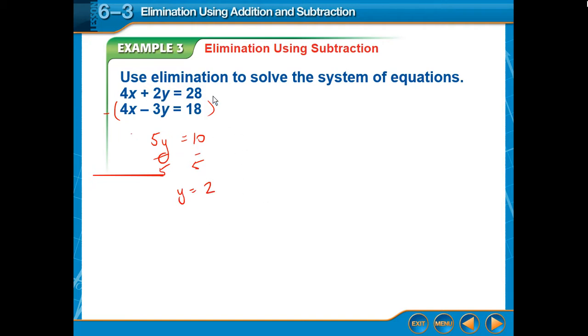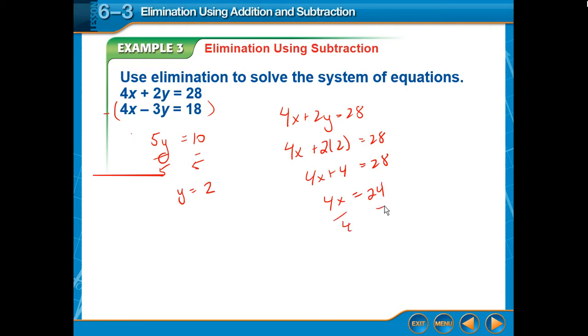Once you have your y value, same thing. You can go back to either of the two equations and plug in. So I'm going to use 4x plus 2y equals 28. Put in the 2 for the y, so 4x plus 2 times 2 equals 28. So 4x plus 4 equals 28. Minus 4 from both sides, you get 4x equals 24. Divide both sides by 4, and you get x equals 6. So the solution to this one is (6, 2).